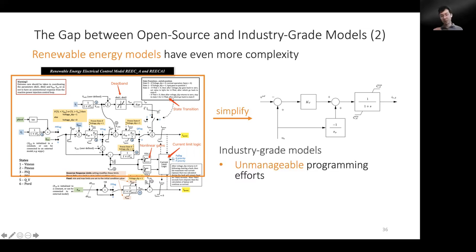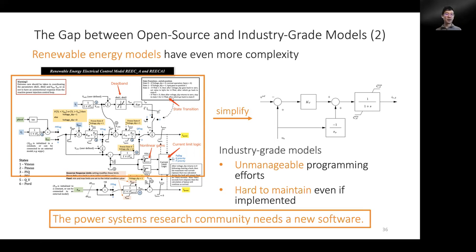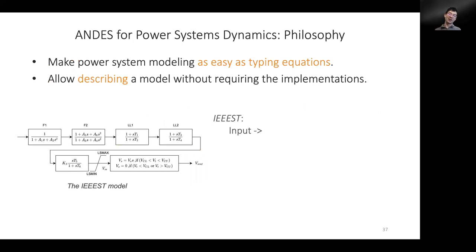So the observation is that industry-grade models can be unmanageable to program, and they can be hard to maintain even if implemented. So my finding is that the power system community needs a new software. And the goal there comes ANDES for power system dynamics.